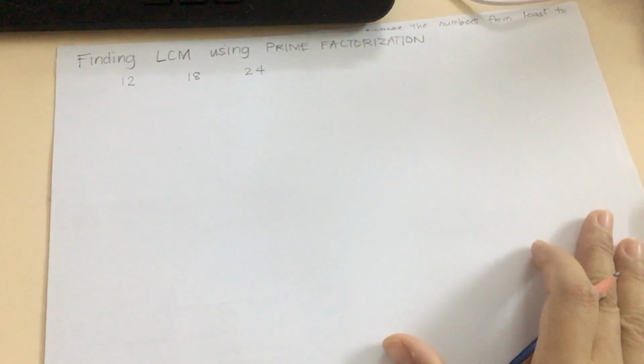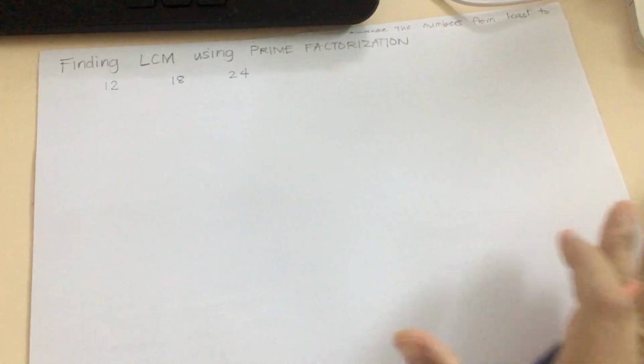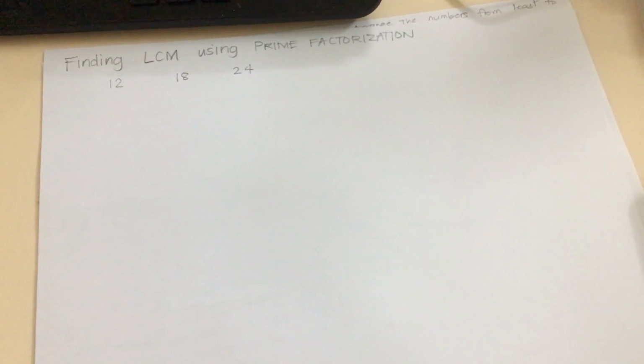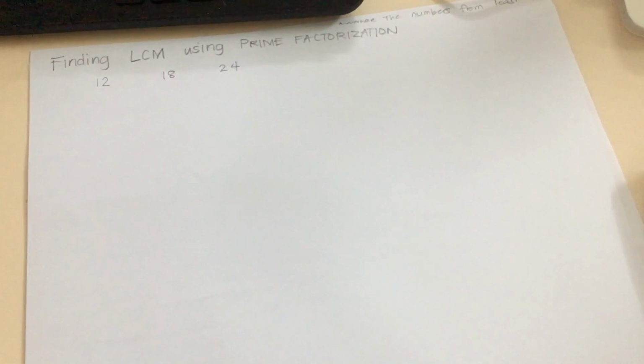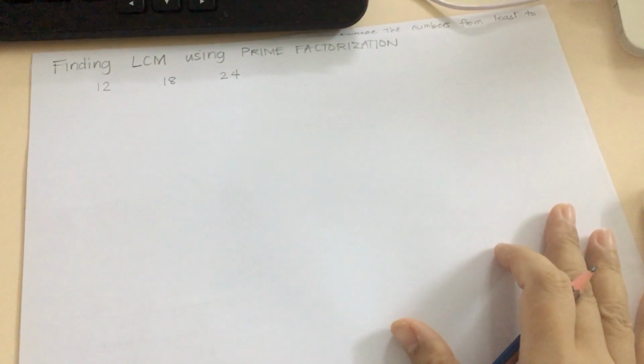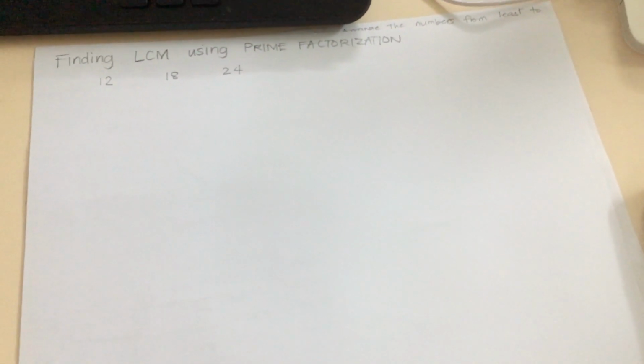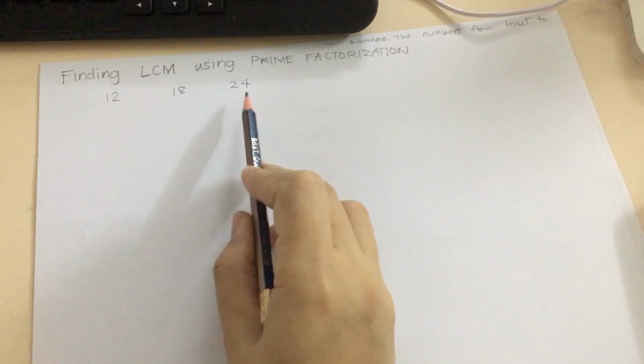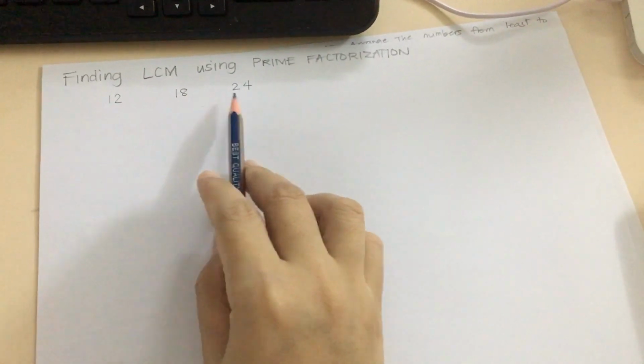Okay, hello everyone. So today we are going to discuss how we are going to find the LCM of a number using the prime factorization. But first we need to find the prime factorization of each number. We have here 12, 18, and 24.